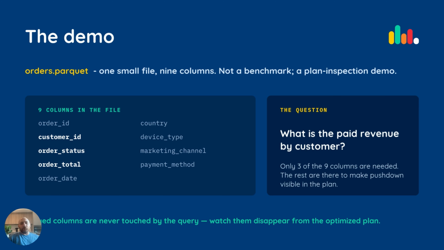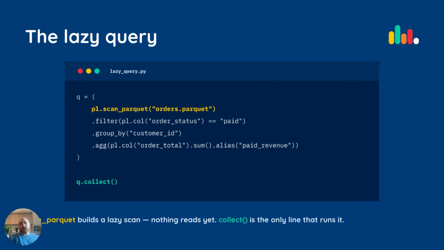Here is the lazy Polars query. At first, it looks like a completely normal data frame pipeline. Scan the file, filter to paid orders, group by customer, sum the revenue, then collect the results. But the most important part is scan Parquet. This creates a lazy scan. That means Polars is not immediately reading the file and producing a table. It is building a query plan. The query only actually runs when we call collect.